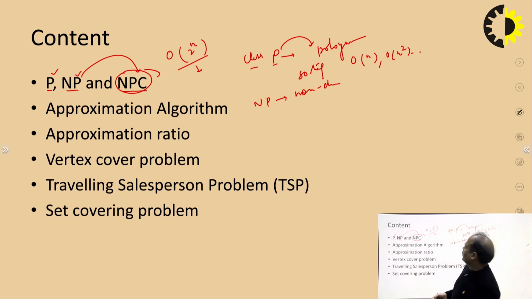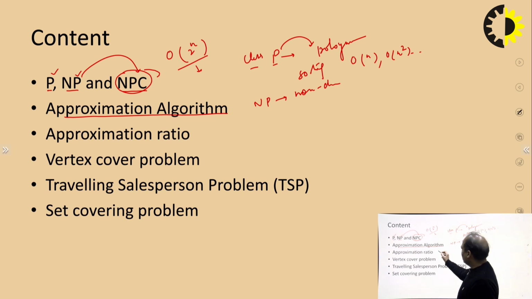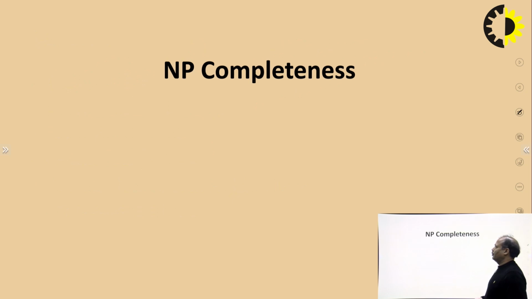So next, what is the solution? We can use an approximation algorithm. Approximation algorithms are algorithms which do not give the exact solution, but they can solve NP and NPC problems with near-optimal solutions. In this, we will be defining the approximation ratio and some related problems. The related problems will be the vertex cover problem, TSP, and set covering problems.